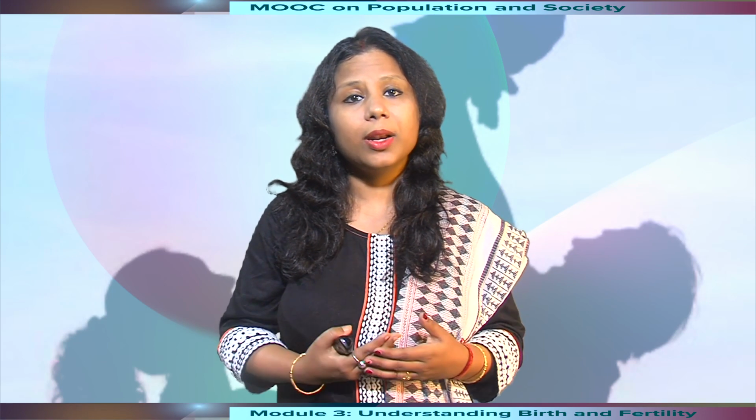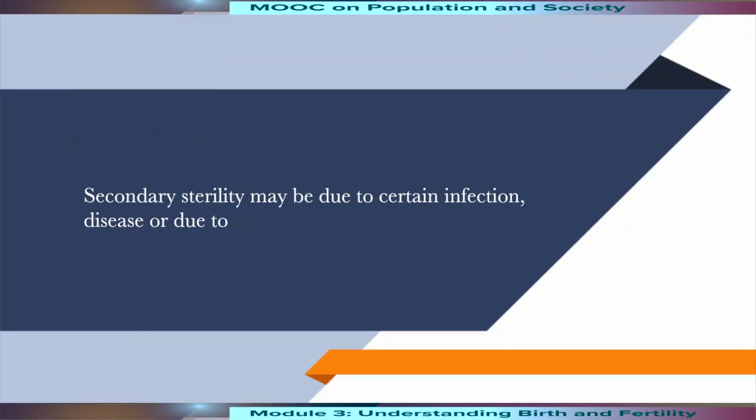Secondary sterility is the inability of women to participate in reproduction after having one or more children. Secondary sterility may be due to certain infections or diseases, or due to an accident during childbirth. So when, after producing one child, a woman is unable to conceive or bear another child, that is secondary sterility.